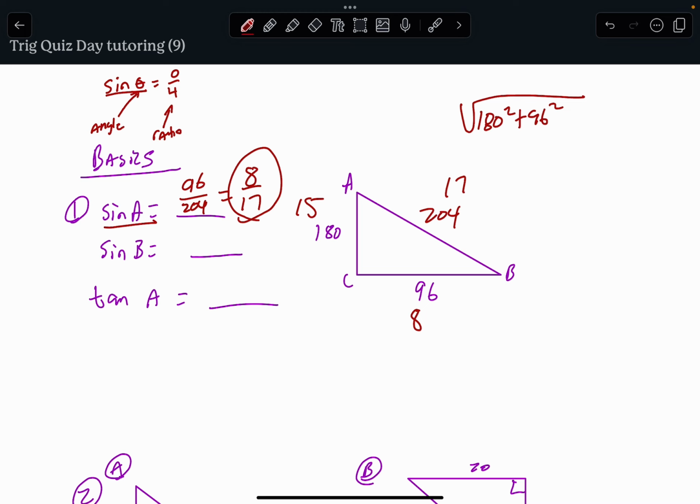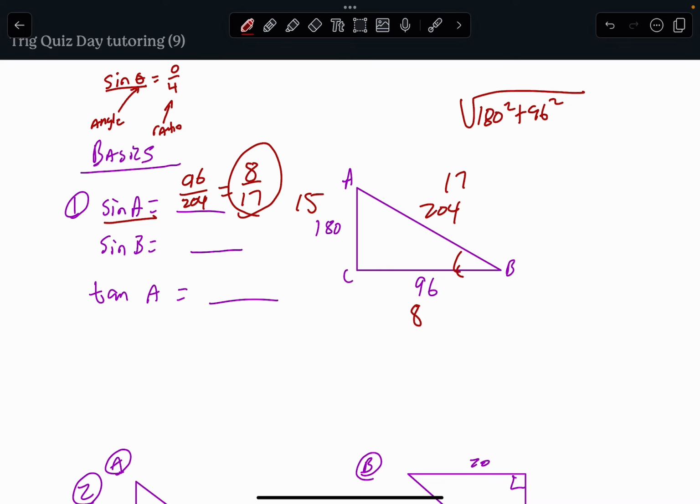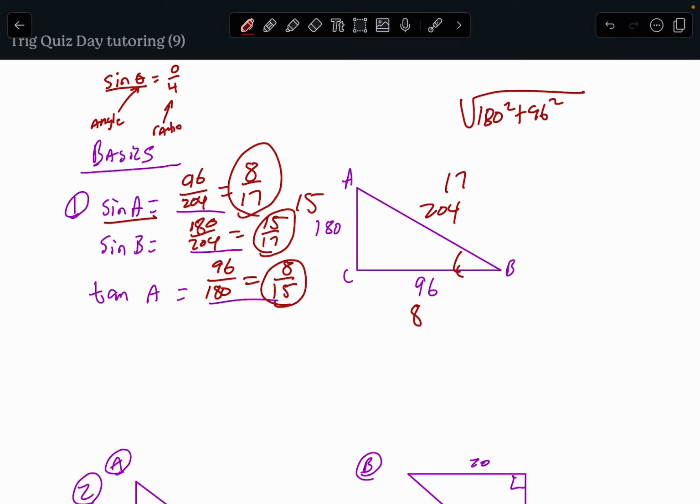The sine of angle B over here, the opposite side would be 180 divided by the hypotenuse 204, which reduces to 15 over 17. And then the tangent of angle A would be opposite 96 divided by adjacent 180, which is 8 over 15. So I'm just asking for the ratios there, not to solve for any angles.